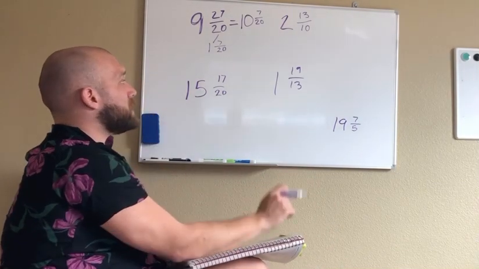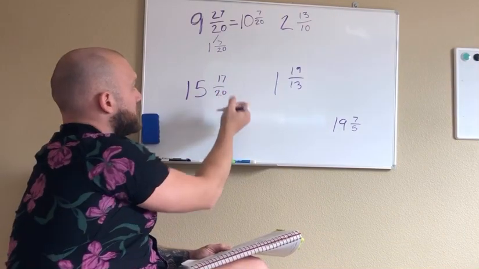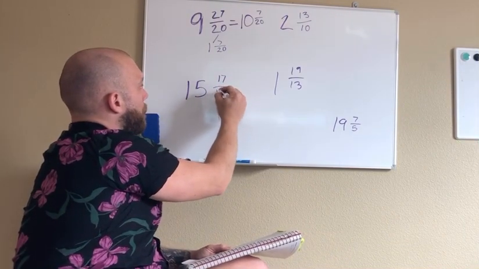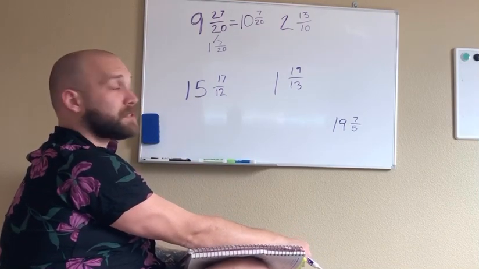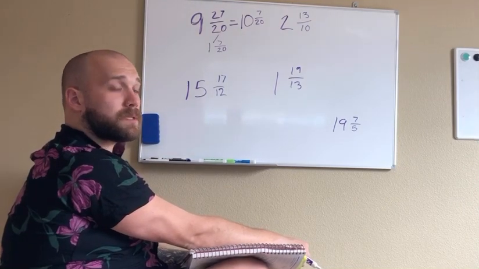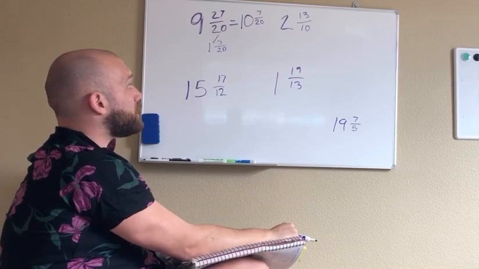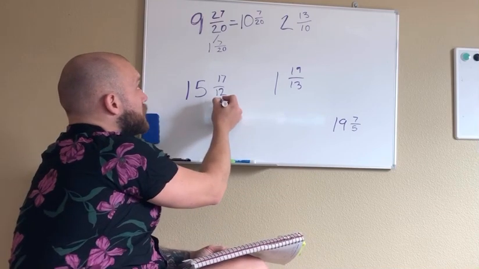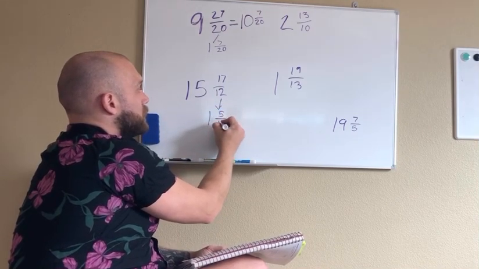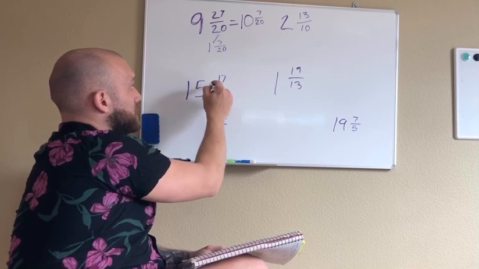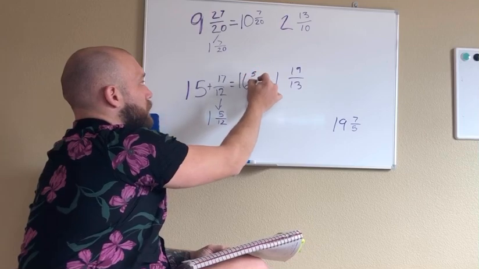Up next, 15 and 17/20ths. I know 17, so this should have been 12. My bad. So we have 17/12. I know that 17 is greater than 12, but I want to turn that like I did here. So what's 17 minus 12? 5. So I know that this can be broken into 1 and 5/12. Now I can add it together. So that's going to be 16 and 5/12.